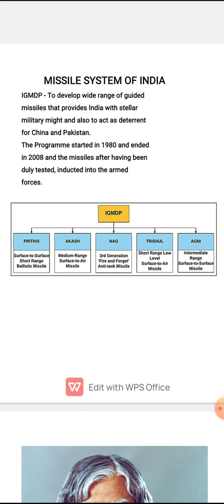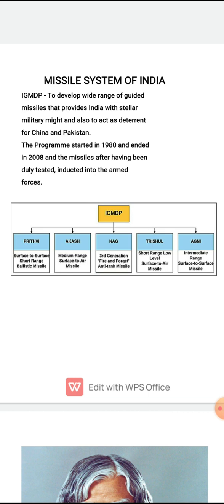Today we will be going to study about the missile system of India. In the year 1980, the missile program of India was started under the leadership of Dr. APJ Abdul Kalam sir. The missile program was named as IGMDP, Integrated Guided Missile Development Program.